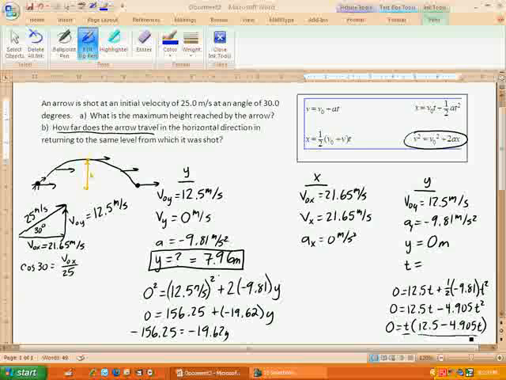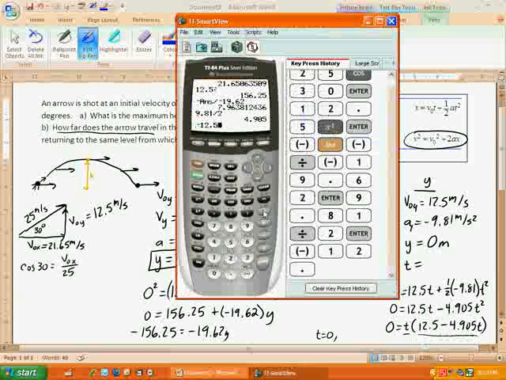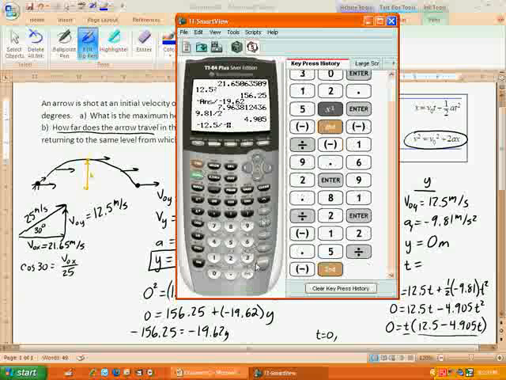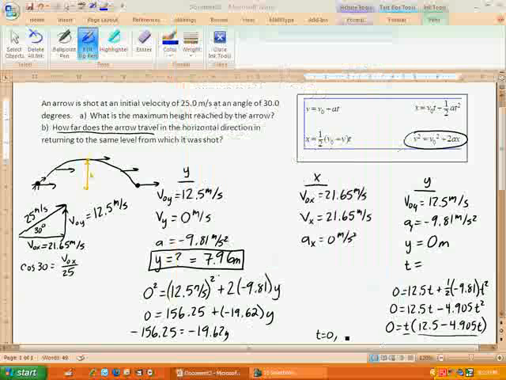And so now since this times this is equal to 0, that means one of those two has to be equal to 0. So either t can be equal to 0, or it can be, if I solve this, subtract the 12.5 and divide by negative 4.905. So negative 12.5 divided by negative 4.905, that will give me 2.55 seconds. Now obviously I don't want this time right here. I want the time at the end, which is 2.55 seconds. And so now I know that my time equals 2.55 seconds.